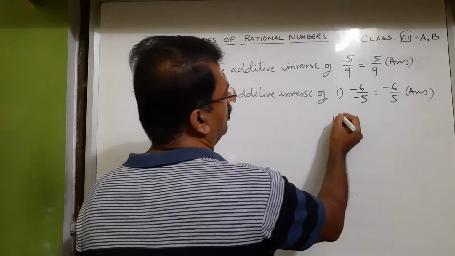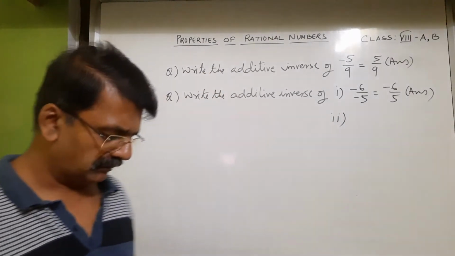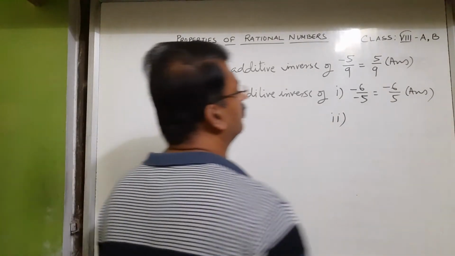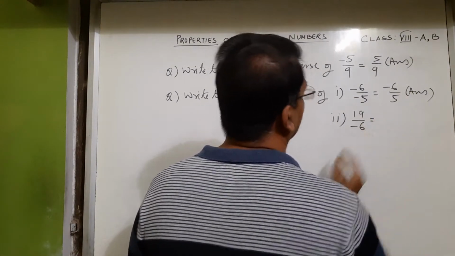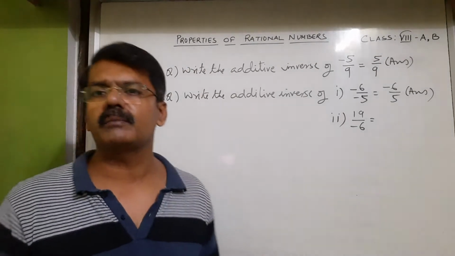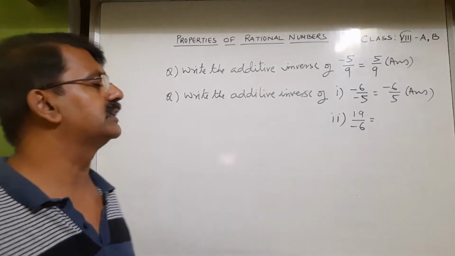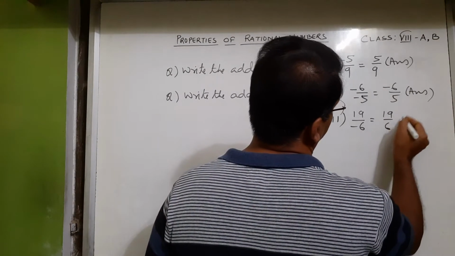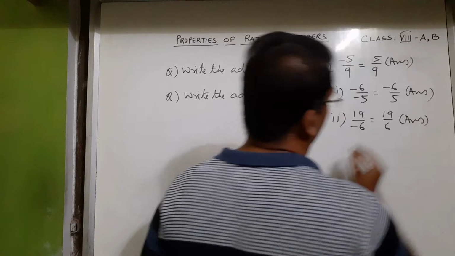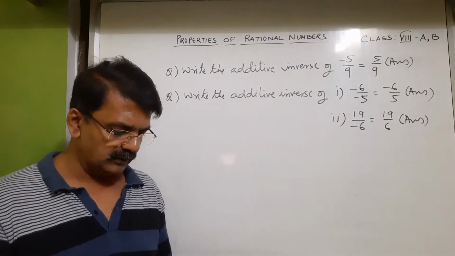And there is one more part. And that part is 19 upon minus 6. Now you know 19 upon minus 6 is nothing but minus 19 by 6. So its additive inverse will be 19 by 6. And that is your answer. Clear?